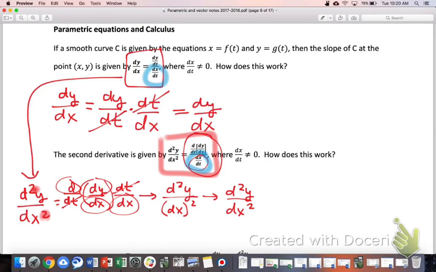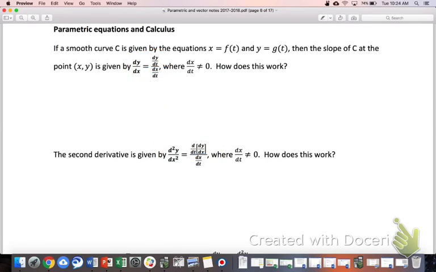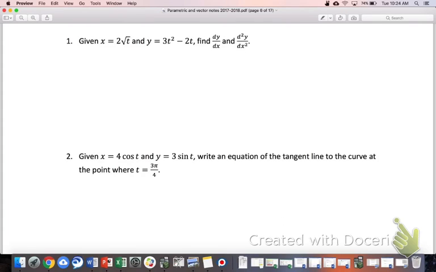Okay? So let's do some examples with this, I think, if that's what's coming up next. Yes. So let's take a look at number one. Number one gives us parametric equations there, and it wants to know what dy/dx is and what the second derivative is as well. So to get the first derivative, we would write dy/dx equals, and we'd simply write dy/dt over dx/dt. So dy/dt would be 6t minus 2, and dx/dt would be t to the negative 1/2.